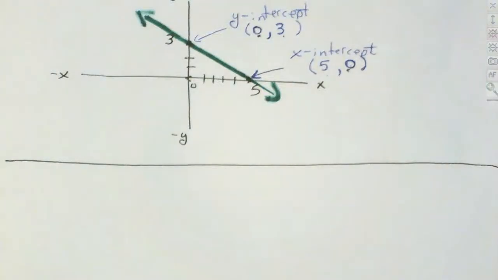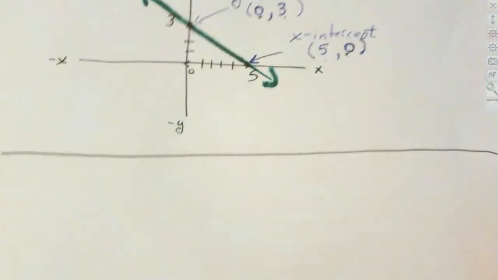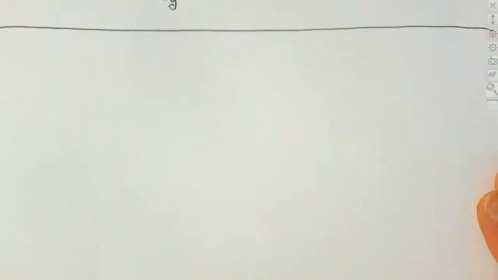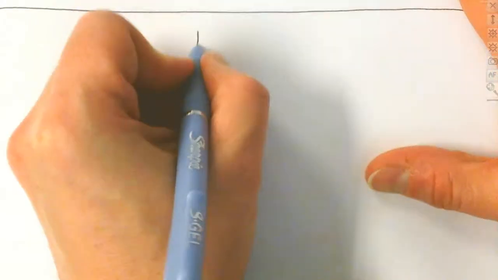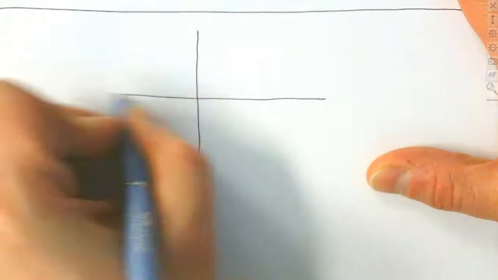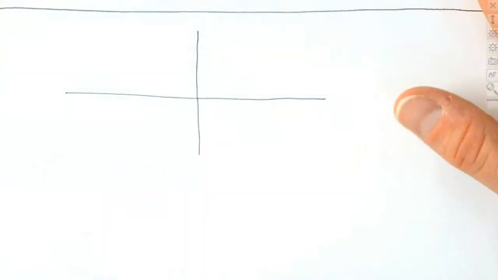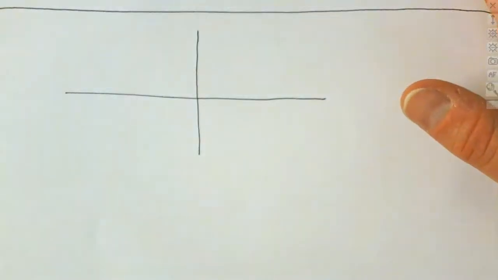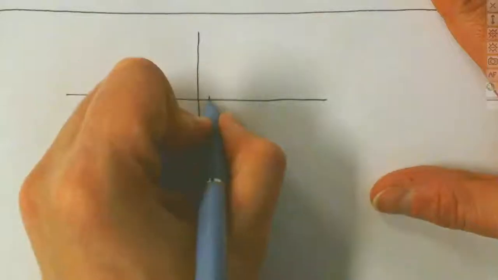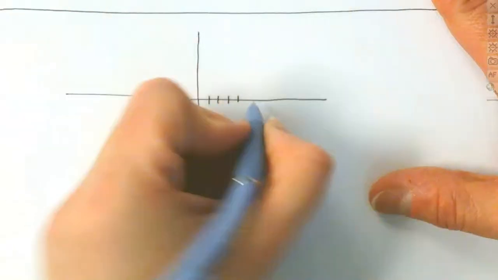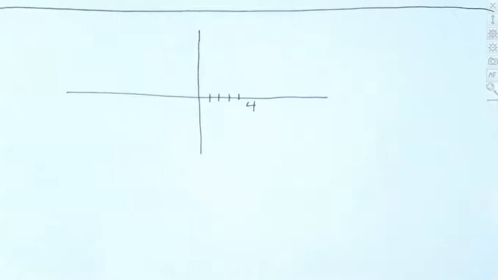In some cases, you may only have one intercept. So let's look at one where we only have one intercept. Diagonal lines have 2 intercepts, but vertical and horizontal, well, they only have 1. So I'm going to give you a line, and we're going to talk again about the intercepts here.